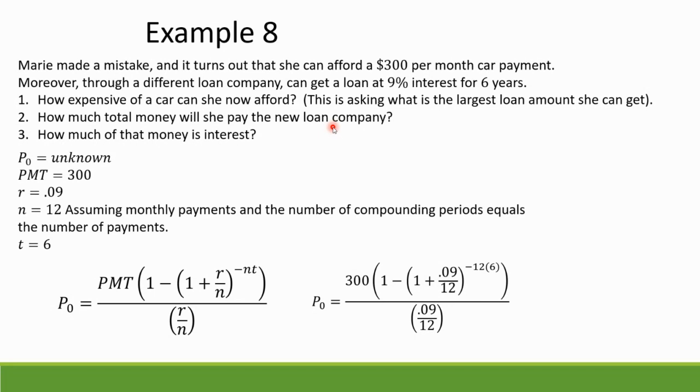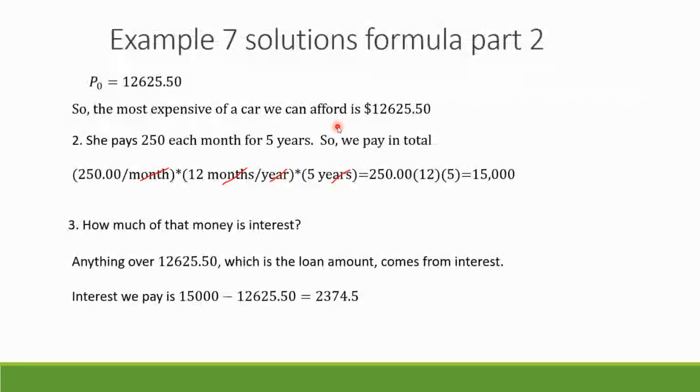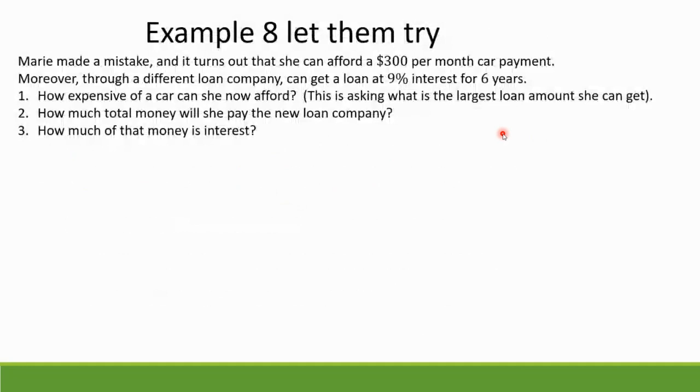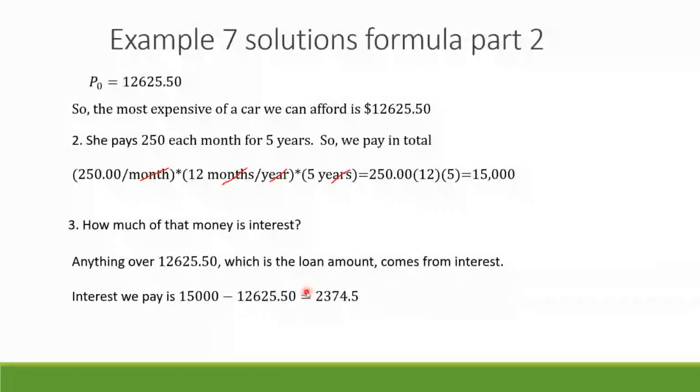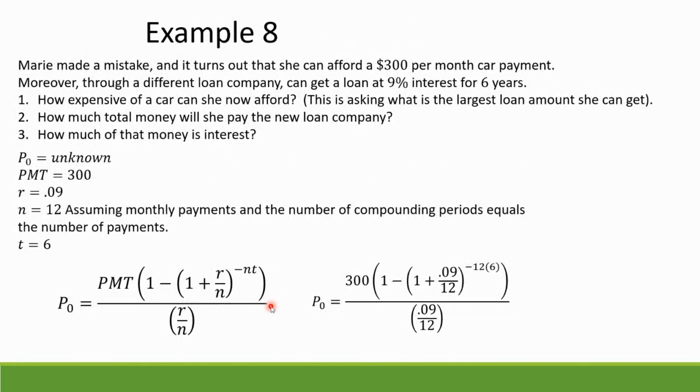Just like before, we're basically asking how big is the loan amount. Assuming she's able to make a $300 per month car payment, the interest rate is 9%, and 6 years, we want to know how much total money she's going to pay the new loan company. It's just like what we did over here. To get the interest, it's how much she's paying, subtract the loan amount. Anything you're paying off beyond the loan amount is the interest.